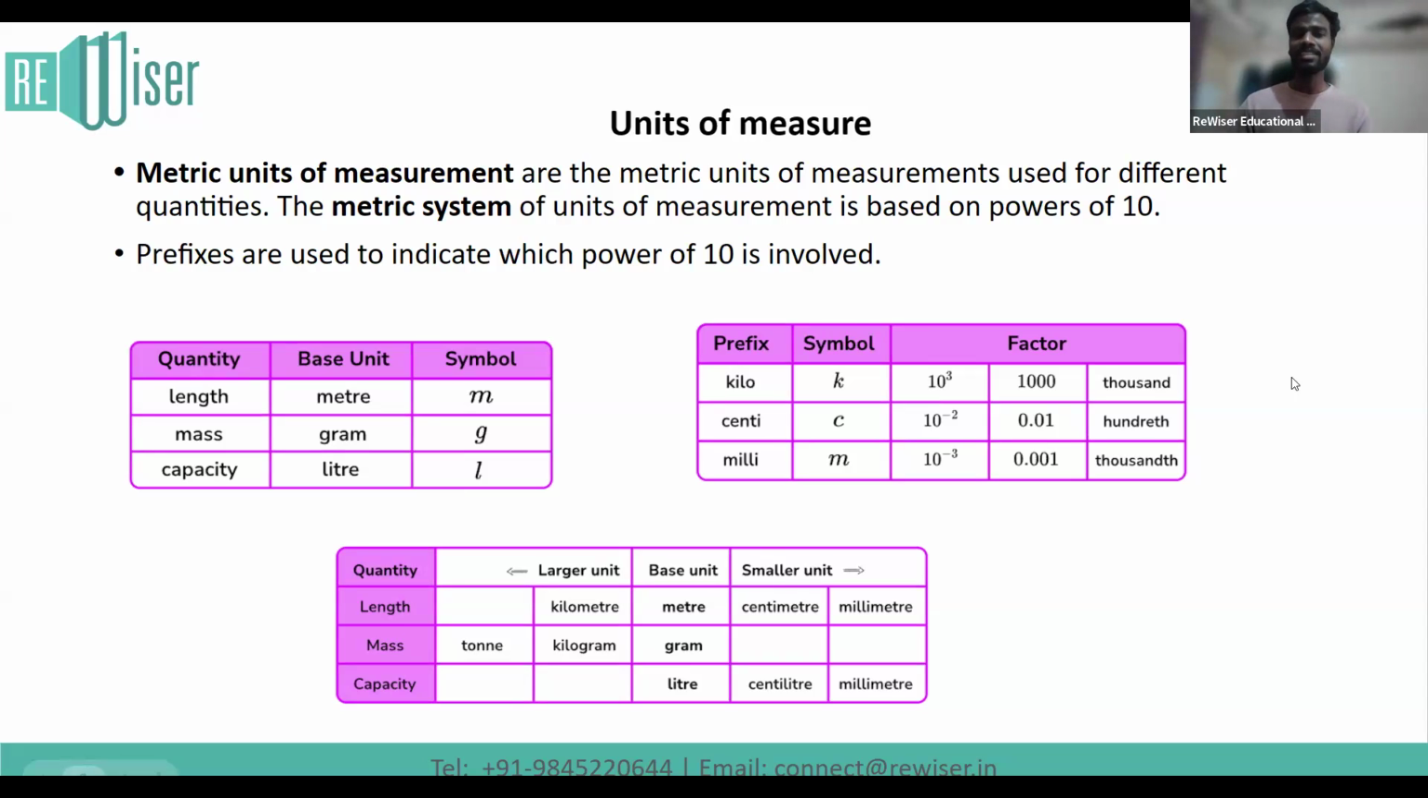The lengths can be kilometers, meters, centimeters, and millimeters. So these are the four different units that we will be using for lengths. And for mass, it's going to be tons. Ton is the maximum unit that we have. Then we have kilograms and grams. These are the major units. And for capacity, it's liters, centiliters, and milliliters.